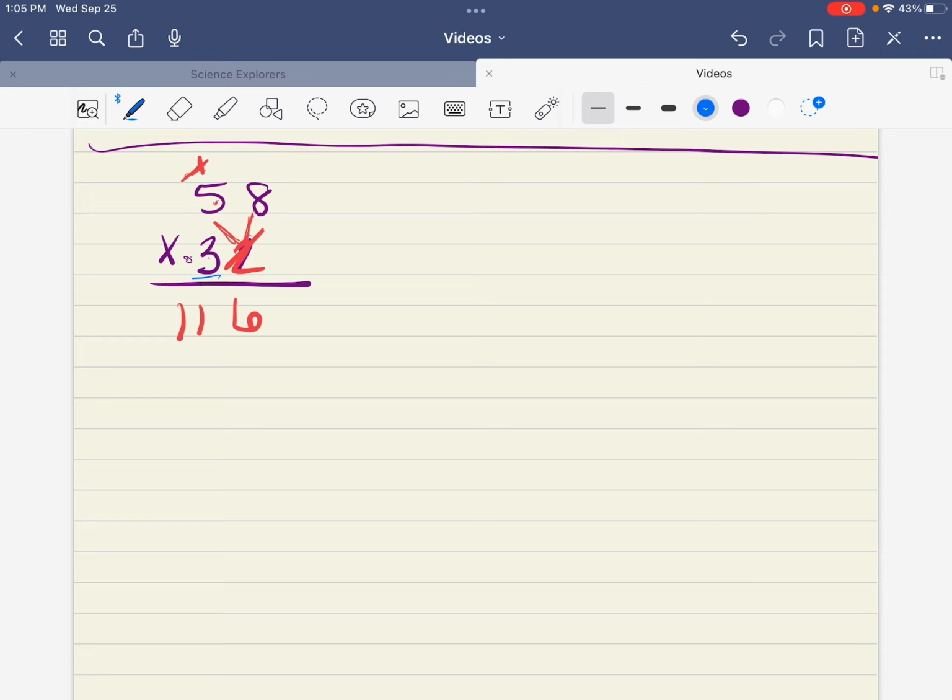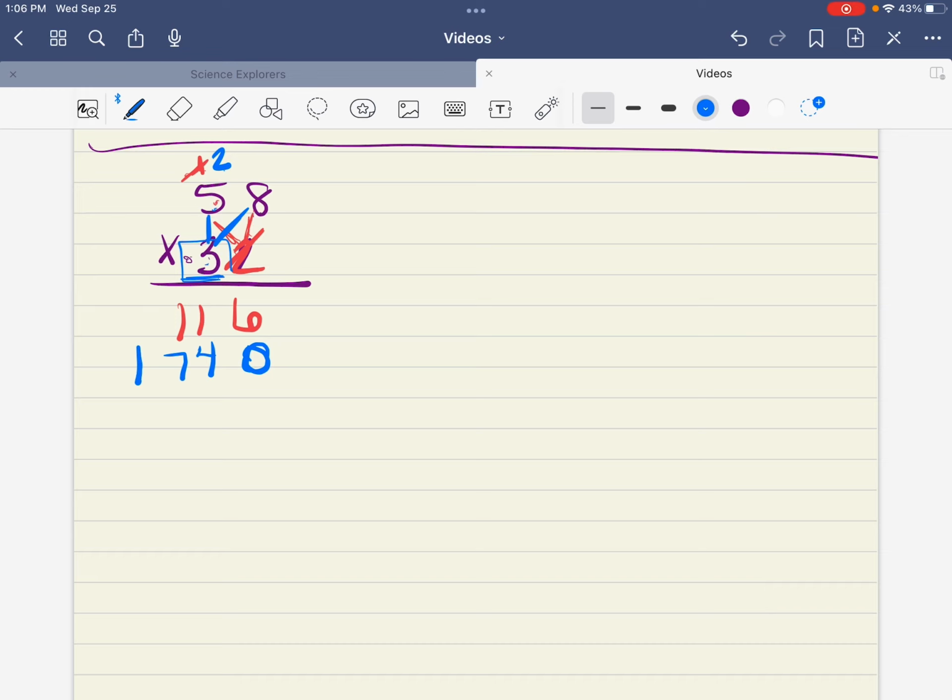Now when we slide over to the 3, we have to put that 0 placeholder down there at the bottom, because we're really multiplying by 30 and not just the number 3. So I'm going to take the 3 through everything on the top row: 3 times 8 and then 3 times 5. 3 times 8 is 24, so I'm going to put my 4 and carry my 2. 3 times 5 is 15, plus 2 is 17.